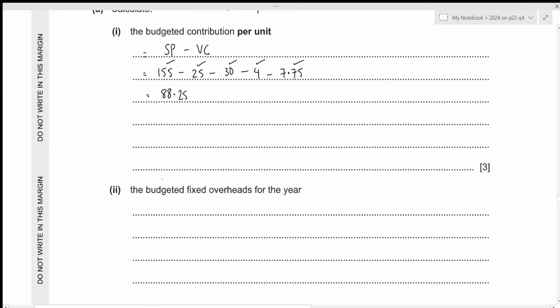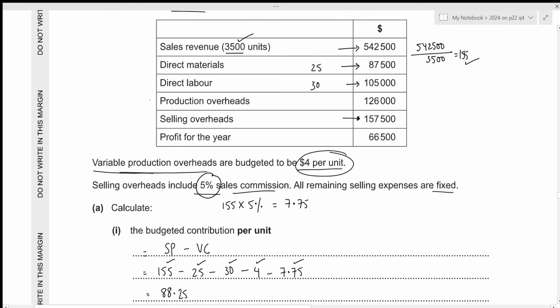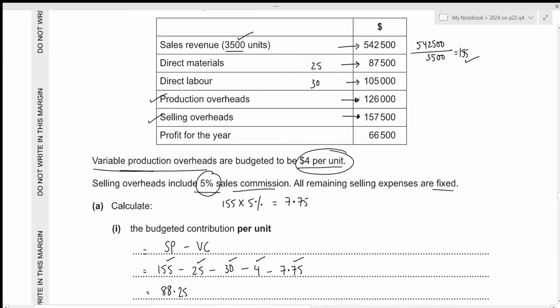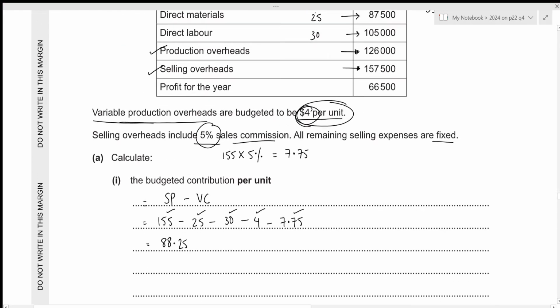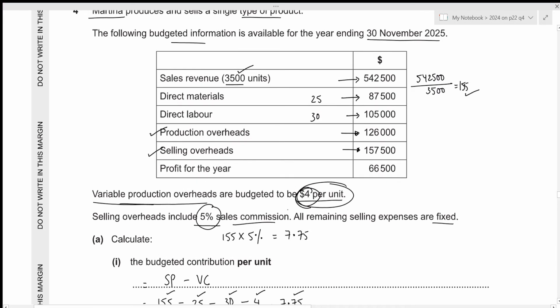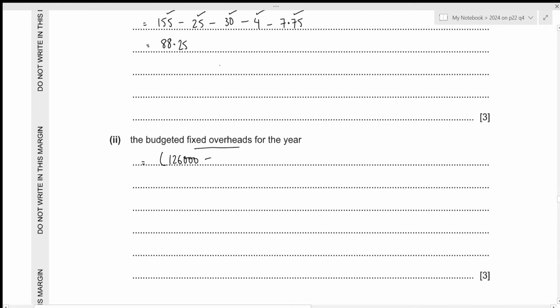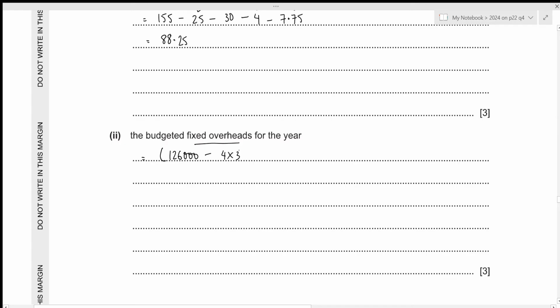Okay, now we need to calculate the budgeted fixed overheads for the year. Okay, we have 2 different types of fixed overheads. The first one is production overhead and selling overheads. But both of these include an aspect of the variable cost as well. So in order to calculate the fixed cost, what we need to do is just subtract the variable cost from these total amounts. So let's work with the production overheads first. The total is 126,000. Out of which we know that 4 per unit is the variable cost. So in order to calculate the total variable cost, we can just multiply 4 by the total number of units, which is 3,500, and subtract that. So 4 times 3,500. This will give us the variable cost from the production overheads.